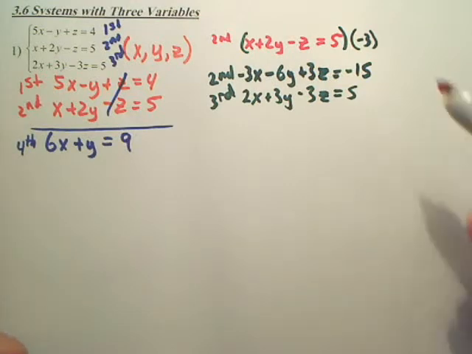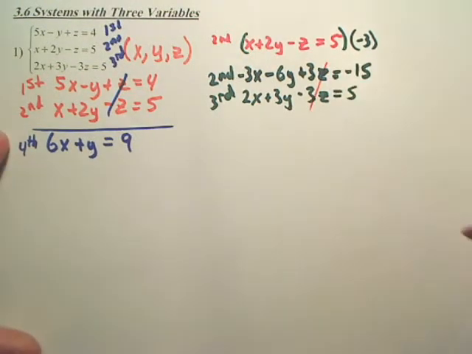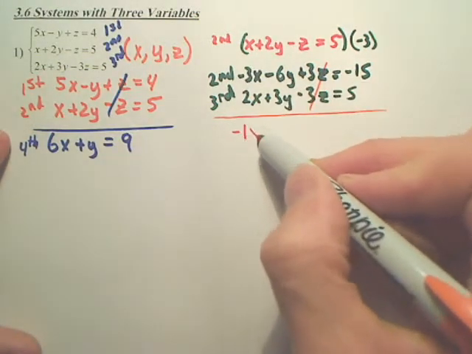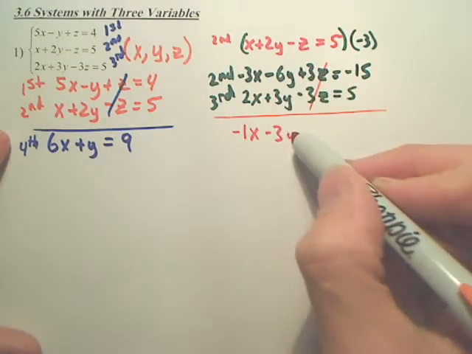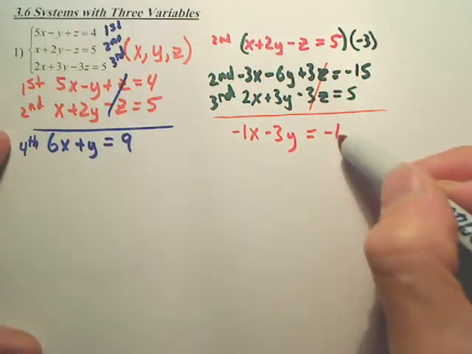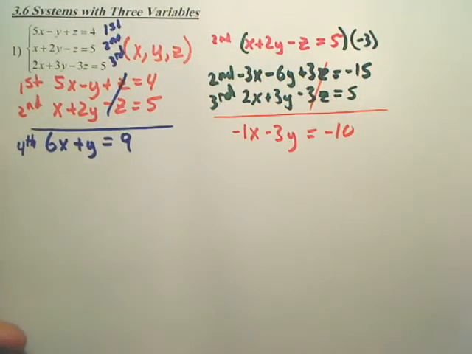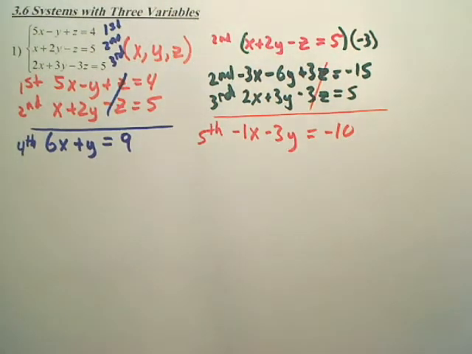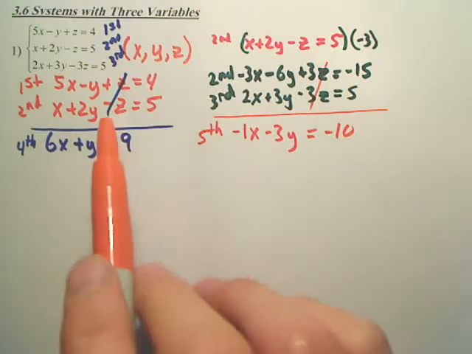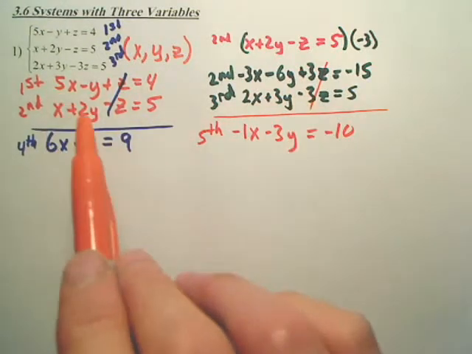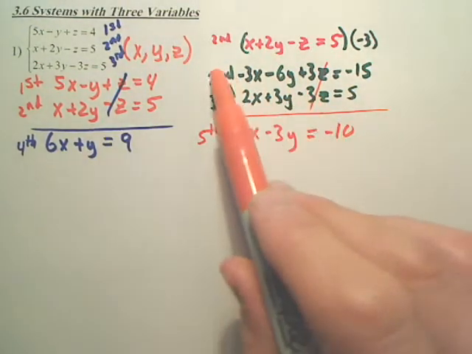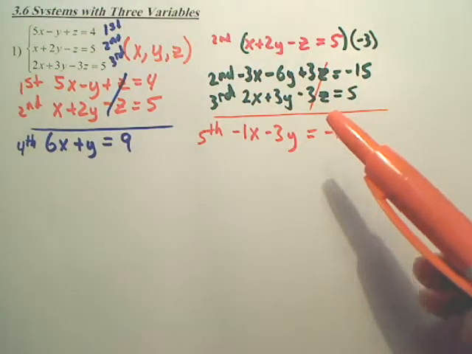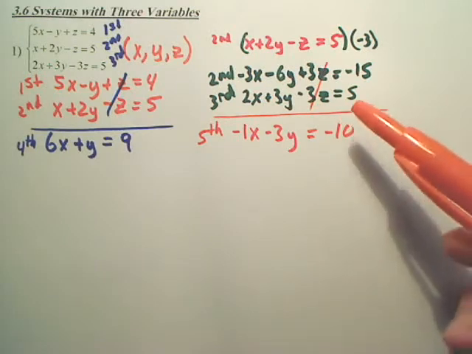Was that a good choice? Yeah, my z's are gone. That gives you negative 1x, negative 3y, and negative 10. What do you think I'm going to call this equation? My fifth equation. So, recap. I did the first and second, canceling z's. I did the second and third, canceling z's. Could I have done the first and third? Yes, it probably would have been even easier, but I have a reason why.